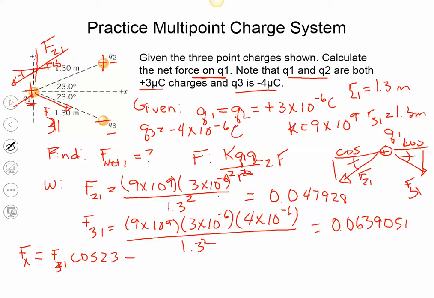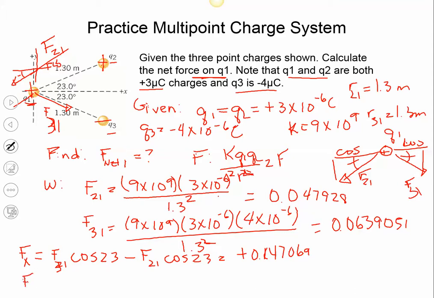And I'm going to subtract off because the x component of that force from 2 on 1 is actually negative. So F21 cosine 23. And I could write this all out. I'm not going to. I'm going to let you do that work on yourself. You should get positive 0.147. Again, I'm going to carry this on a little bit more because I've got another calculation to do with it.